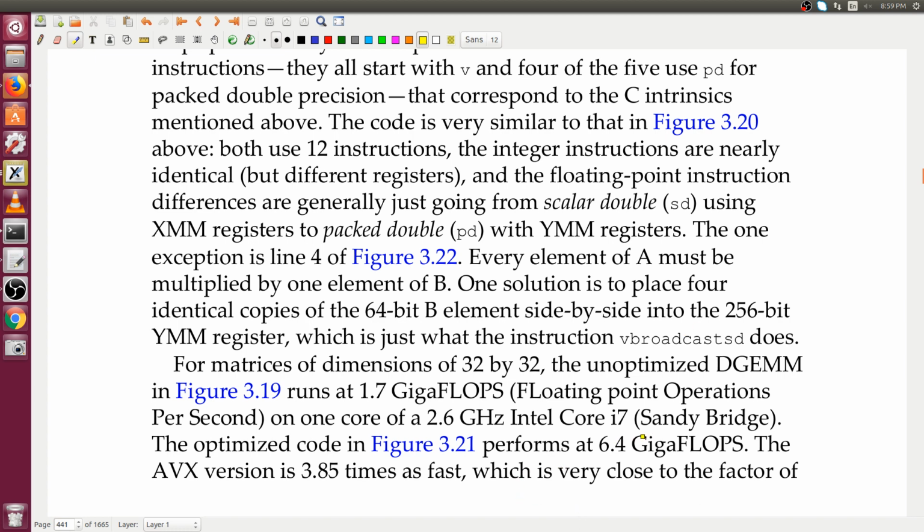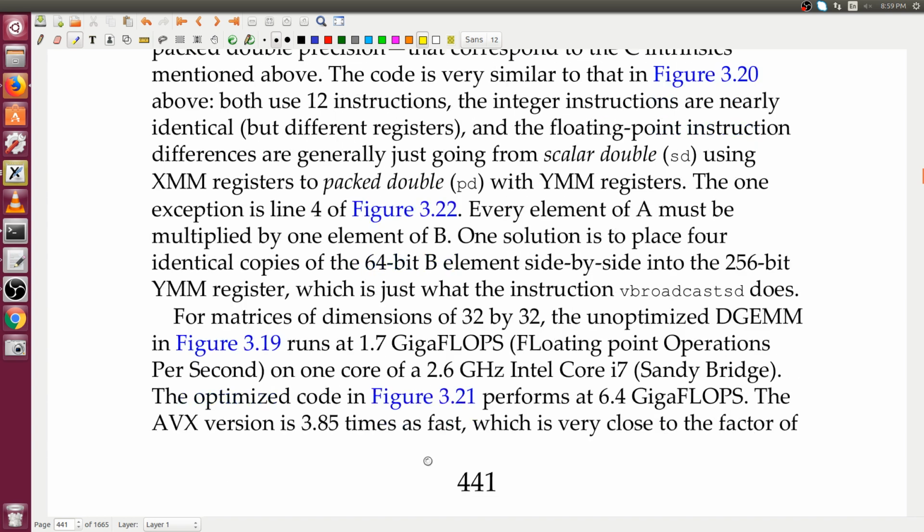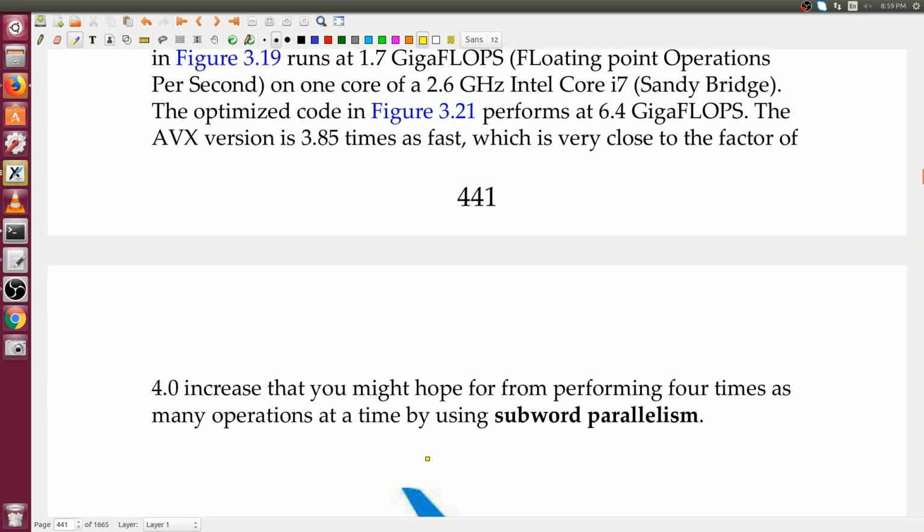And so apparently the AVX version is 3.85 times as fast. So it's close to a factor of 4 increase that you might hope for from performing 4 times as many operations at a time using subword parallelism. So this is that great idea of subword parallelism that we wanted. Okay.